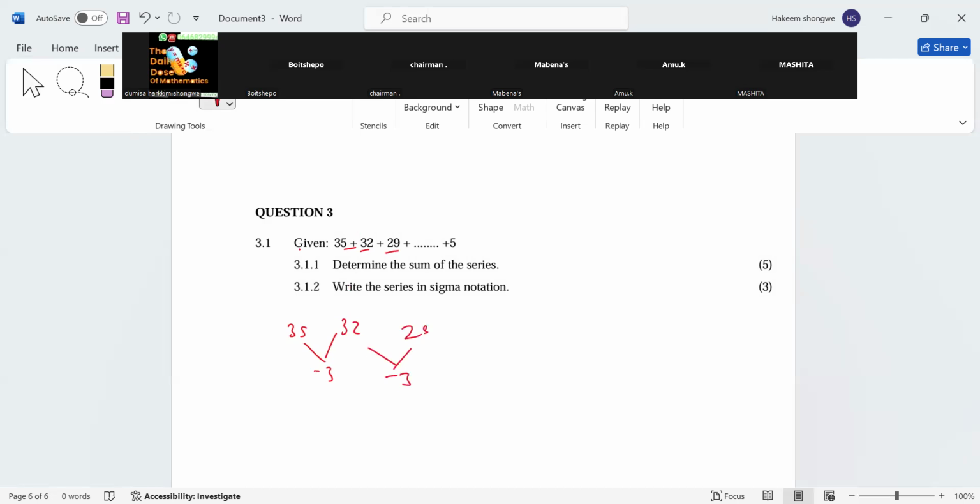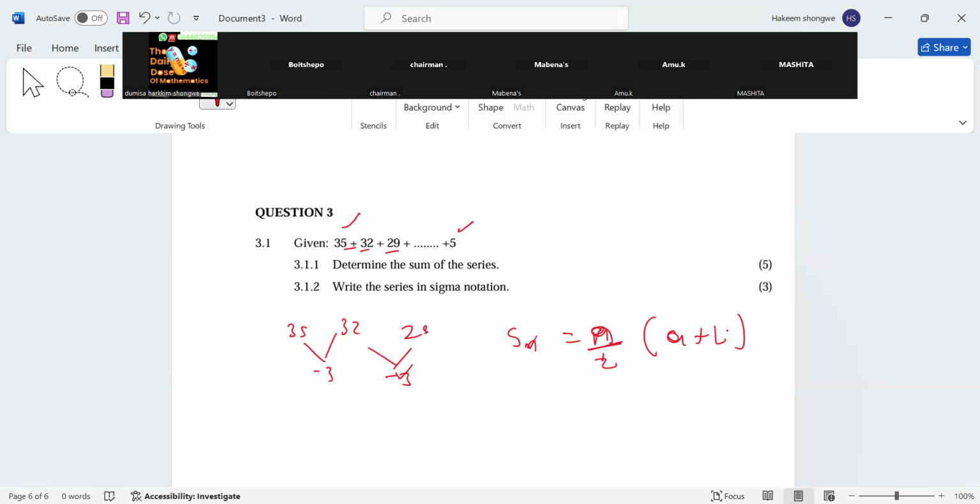And then look at this. You have the first term, you also have the last term, which is 5. And then you can also say we have d. Then we can use Sn. Sn is going to be equivalent to n over 2 times a plus the last term. You will see, this thing will tell you what it is that you still need.